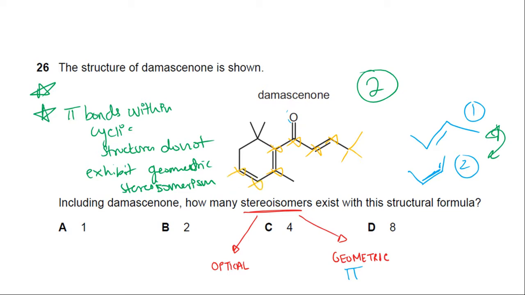So we move towards this possibility and this possibility, and in this case it has 2 hydrogens attached to it, so it cannot make 4 different groups, and in this case it has 2 methyl groups attached to it, so it cannot make it. It's not chiral, no 4 different groups. So how many stereoisomers are there? Well, there are 2. There's a cis and there's a trans. So the answer for 26 is B.